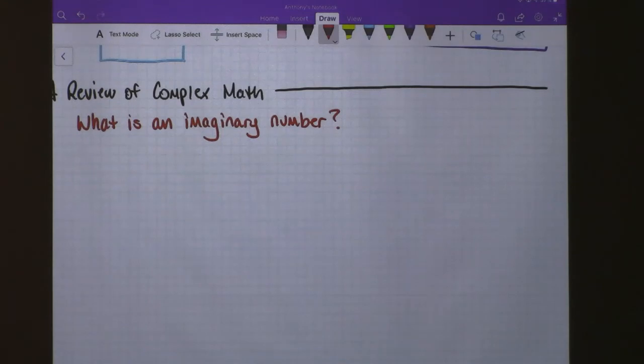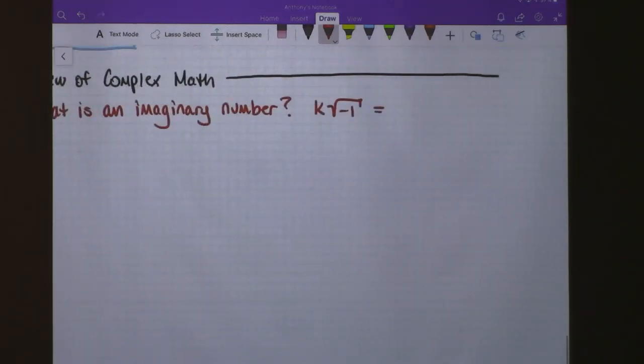So what we have is, I'm going to call the coefficient k. So if we take k and we multiply it by the square root of -1, right? We know the square root of -1 doesn't really exist. So what we do then is we replace that and we call it k times i.